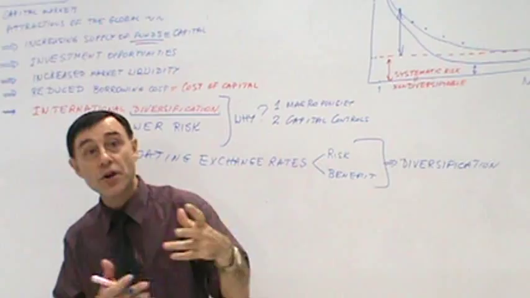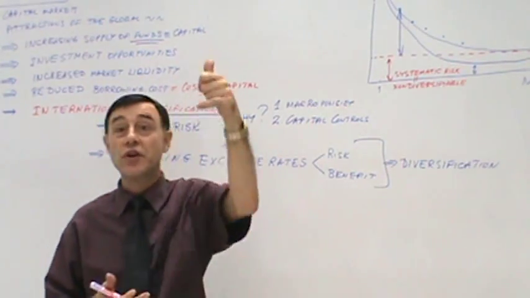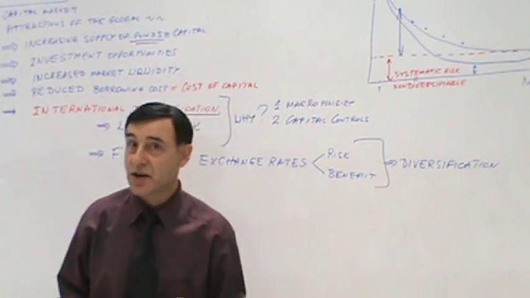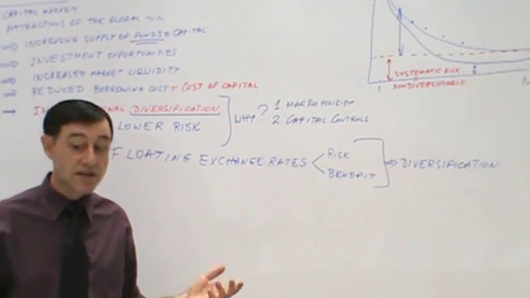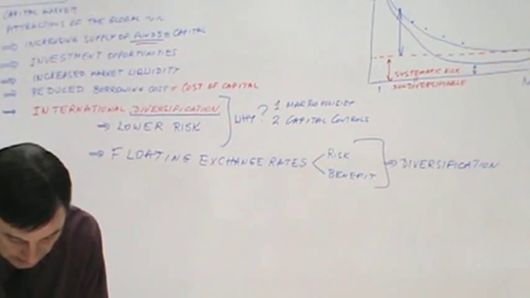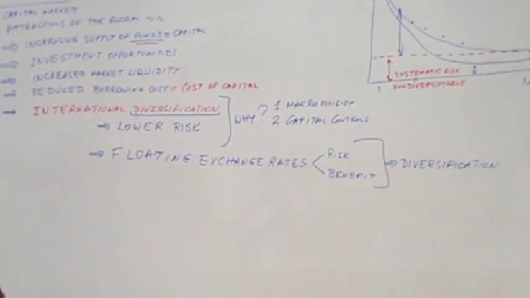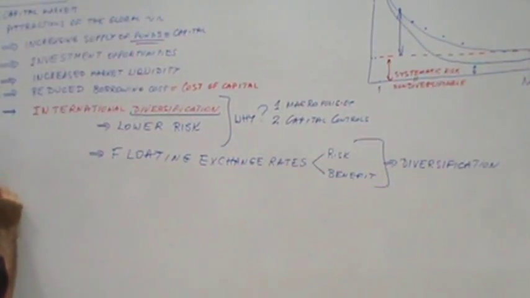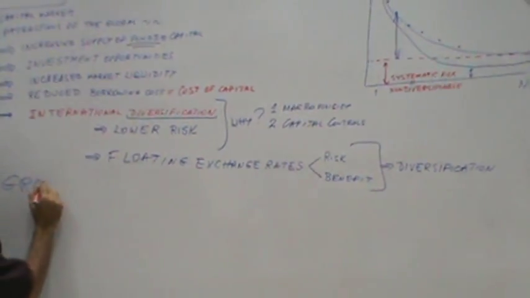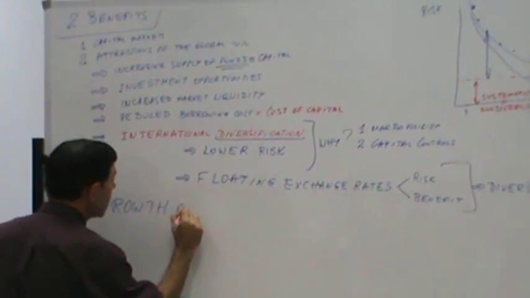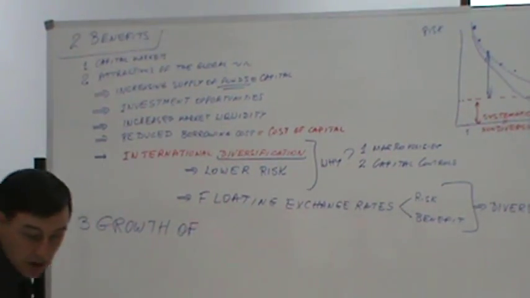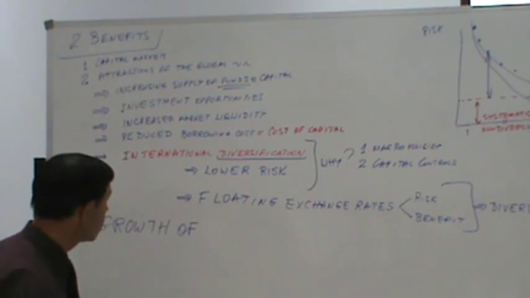So risk goes both ways. You can increase it or you can decrease it, okay? It depends on the circumstances. All right. And now section number three: the growth of global financial markets.